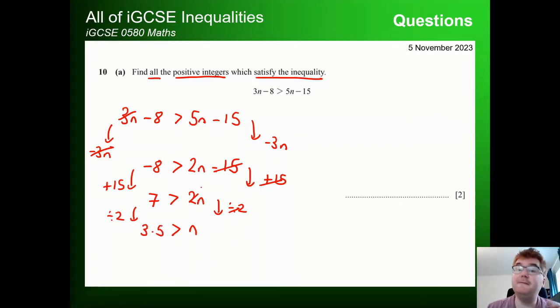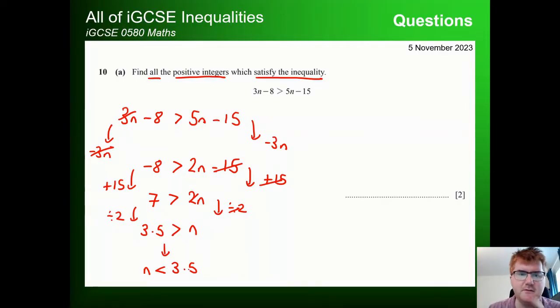So we can always flip this around. I generally like working from left to right. It makes a bit more sense to me. So this is also saying the same as n is less than 3.5. 3.5 is greater than n is the same as saying n is less than 3.5.